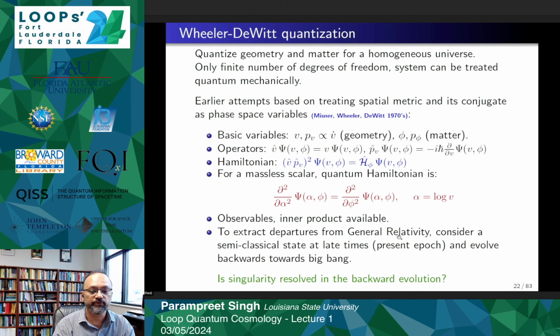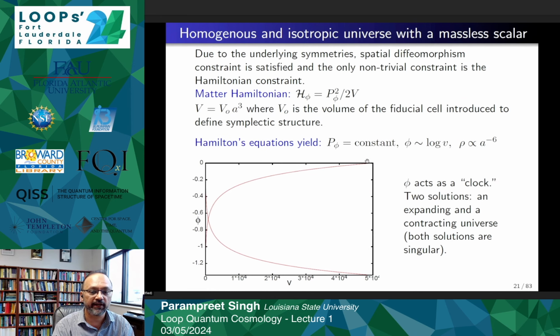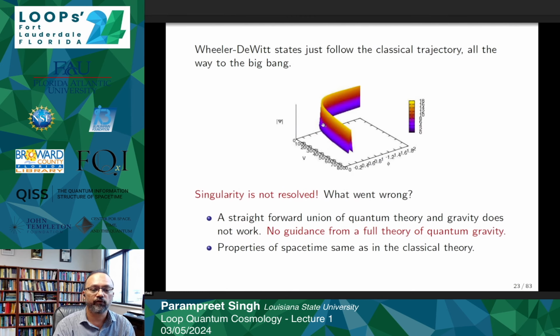And to extract departures from GR, you can consider a semi-classical state, a Gaussian state, at late times, let us say today, in the present epoch, and evolve it backward towards the Big Bang. And you can ask the question, if I do this numerical simulation, am I going to get a singularity resolution or not? So you can do this exercise, and this is the plot from a simulation which we did. What we find is that the Wheeler-DeWitt states will just follow the classical trajectory. If you take the state at a large macroscopic universe and evolve it backwards, it will just go into the Big Bang. The singularity is not resolved.